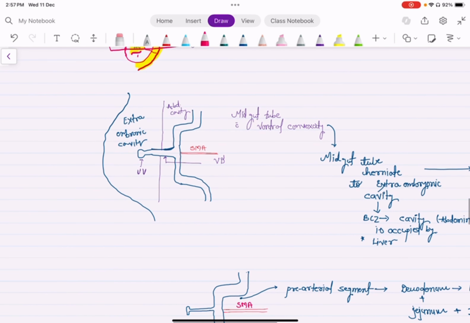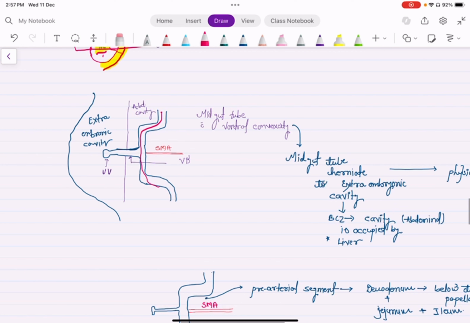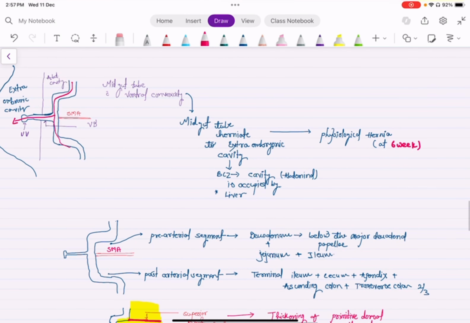Okay, see this tube. This is a midgut tube with ventral convexity. Ventrally it is convex because the midgut tube herniates into the extra embryonic cavity. The abdominal cavity is occupied by the liver. The liver is growing, so there is no space for the midgut to grow. So it herniates through the abdominal cavity into the extra embryonic cavity. It is called a physiological hernia. It occurs generally at the 6th week.